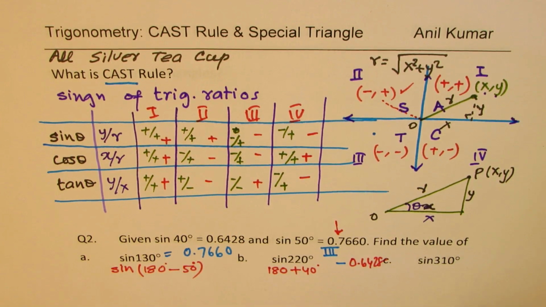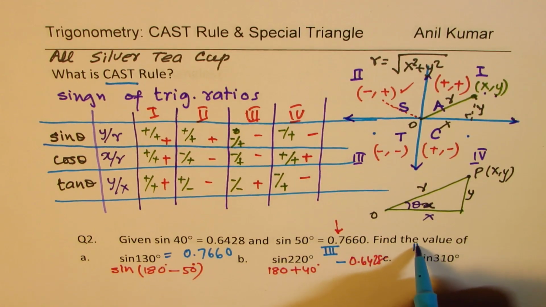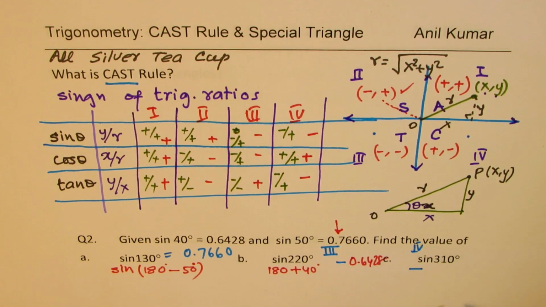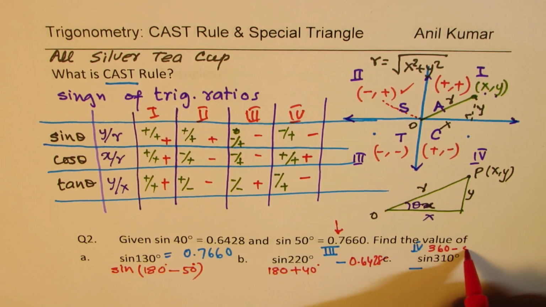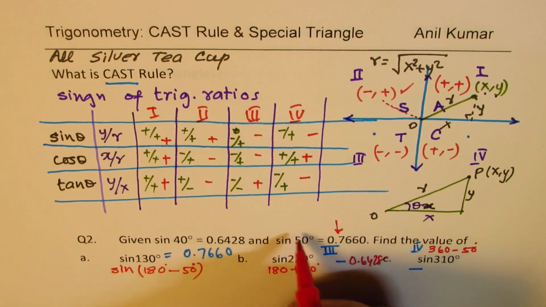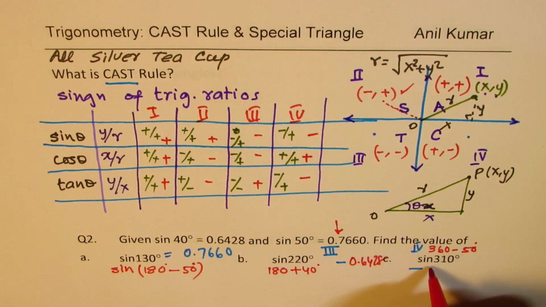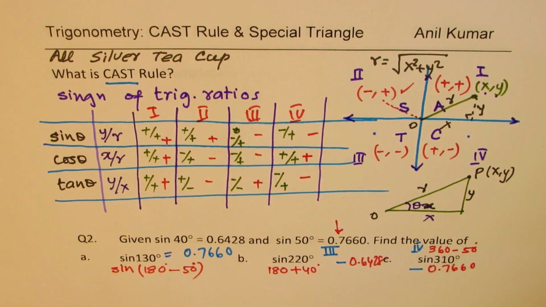But from this knowledge, you can at least give the sign. Sine of 310 means you are in quadrant 4. So it has to be a negative value. And to figure out how much negative it is, 360 minus 50, right? So this is basically 360 degrees minus 50 degrees. So we'll look into this answer and we'll get negative 0.7660. So that is how you could get the values.